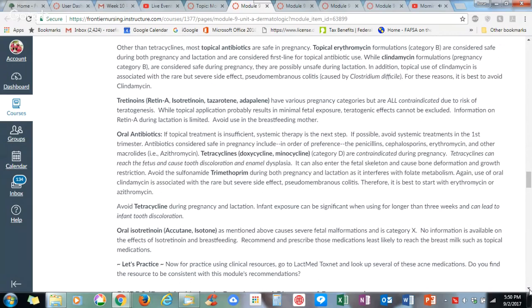Tetracyclines can reach the fetus and cause tooth discoloration and enamel dysplasia. They can also enter the fetal skeleton and cause bone deformation and growth restriction. Avoid the sulfonamide trimethoprim during pregnancy and lactation as it interferes with folate metabolism. Again, use of oral clindamycin is associated with the rare but severe side effect pseudomembranous colitis. Therefore, it is best to start with erythromycin or azithromycin.